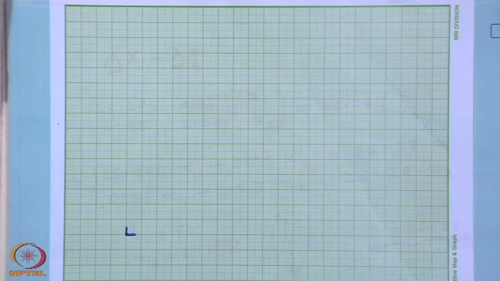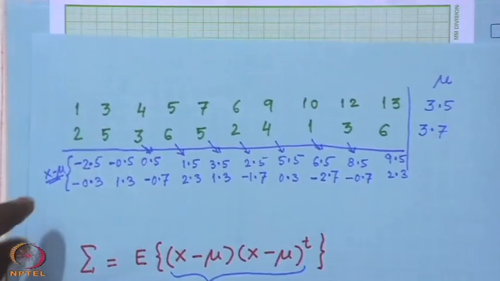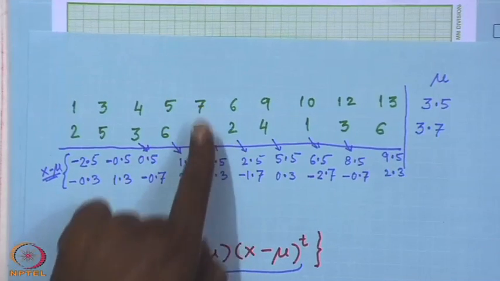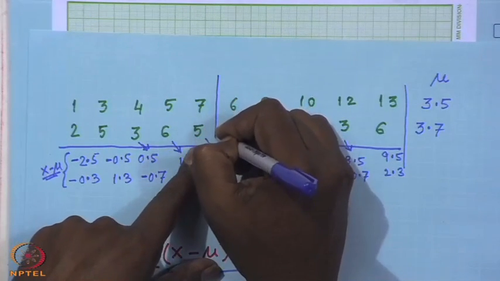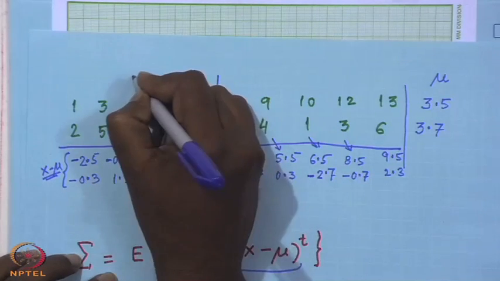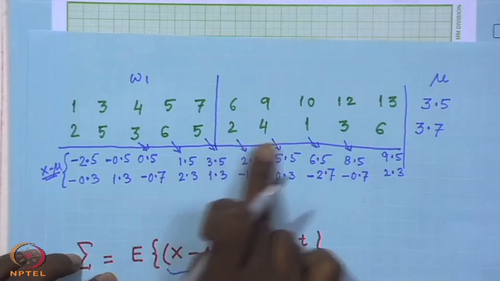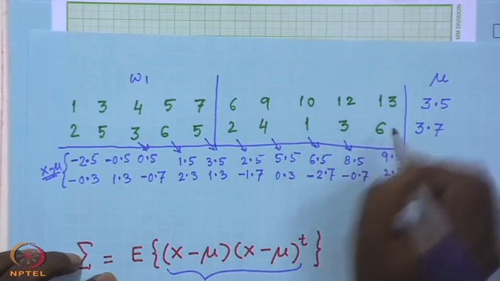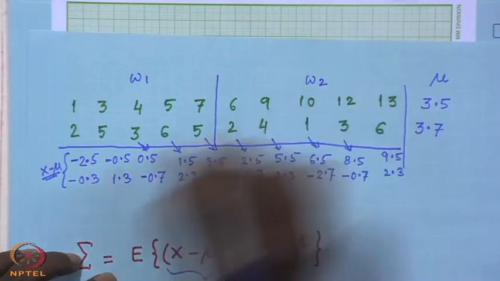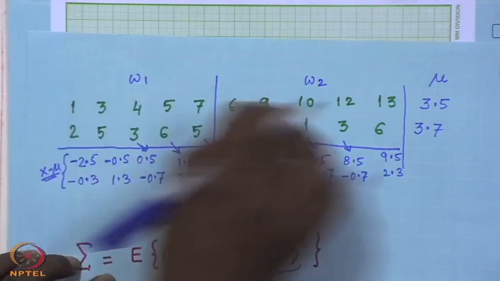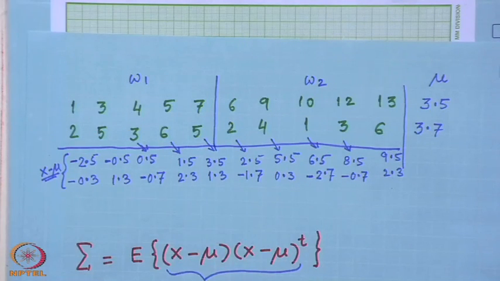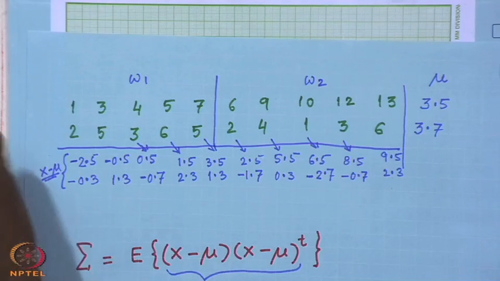And over there, if you remember, we said that these are the feature vectors (1, 2), (3, 5), (4, 3), (5, 6) and (7, 5). These first 5 feature vectors belong to class omega 1, and the second 5 feature vectors (6, 2), (9, 4), (10, 1), (12, 3) and (13, 6) belong to class omega 2. So, when I plot these feature vectors onto my graph paper, I will plot them in 2 different colors. The first one I will use the green color.